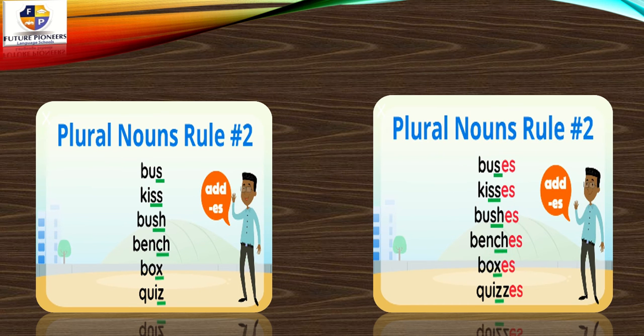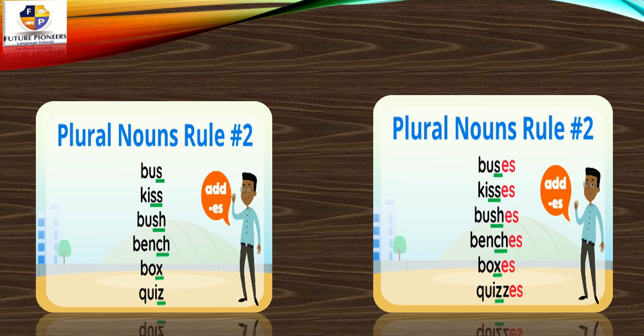Box, boxes. Do you hear the syllables as I mentioned in the phonics part? Boxes. Can I put just S? It will be boxs. No, boxes. So I have to add the ES.